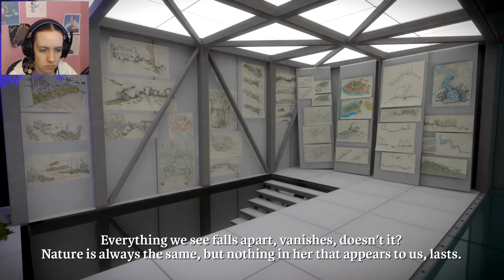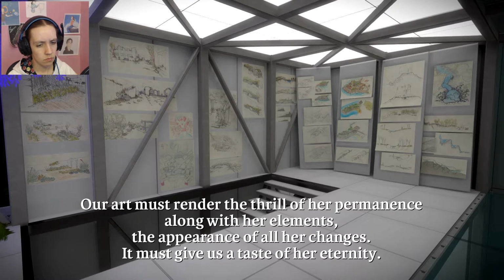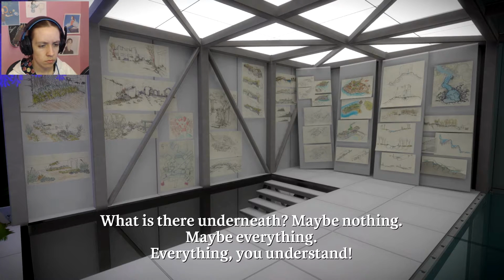Everything we see falls apart, vanishes, doesn't it? Nature is always the same, but nothing in her that appears to us lasts. Our art must render the thrill of her permanence along with her elements, the appearance of all her changes. It must give us a taste of her eternity. What is there underneath? Maybe nothing. Maybe everything. Everything, you understand?